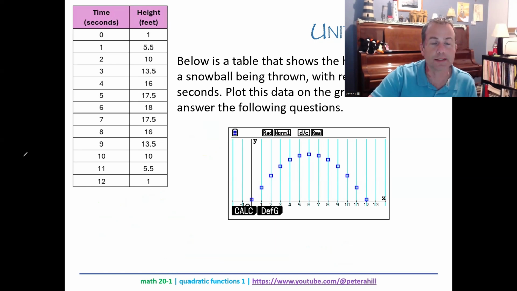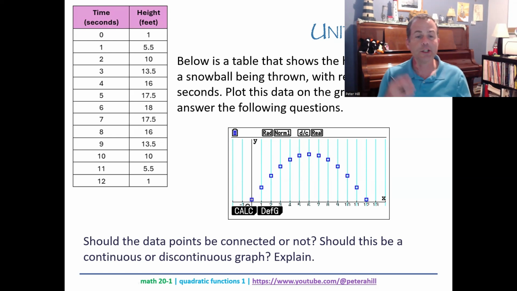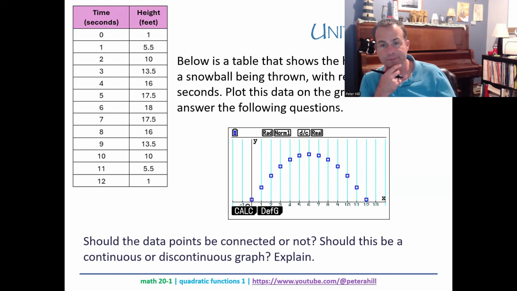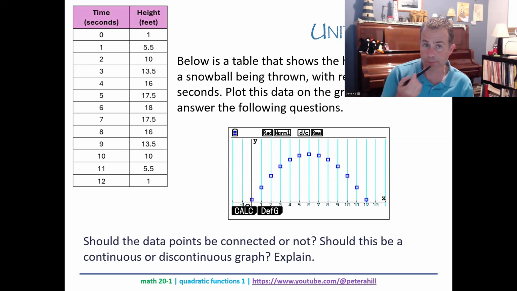So I'm going to clear that. Now that we have that general shape, I'm going to ask you the first question, and then I'm going to shove this picture up to the top left corner so that we can talk about some more questions. The first one we want to talk about is this. Should the data points be connected or not? Should this be a continuous or discontinuous graph? In grade 10, we would have called that continuous or discrete. Right now, I have it as discrete. I have it as a bunch of points because those are the points I plotted from the table.